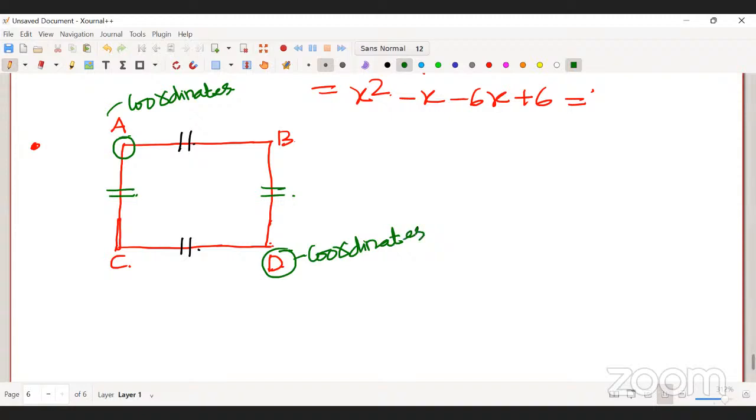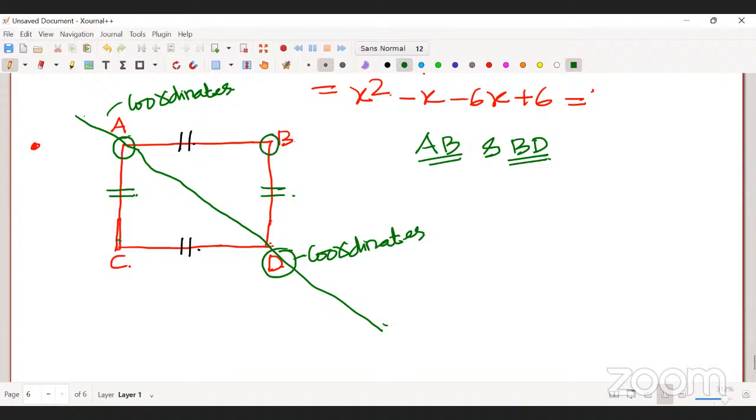If you know the coordinates of D and A, then you need to find the equation of this line AD. Similarly, you can get the coordinates of B. How do you get B? You have to find the intersection point of AB and BD. Once you find that, you can get the coordinates of B, and similarly you can get the coordinates of C.